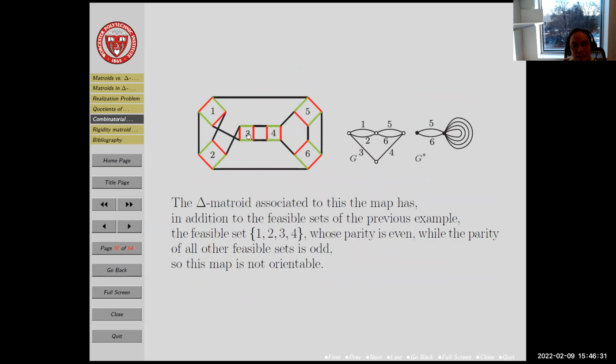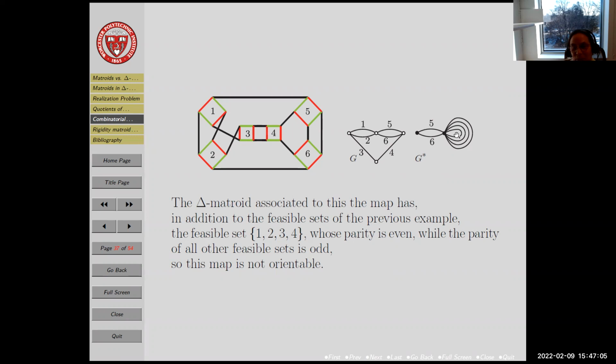Well, now we can take this one more step. So I can make with my edges 1, 2, and 3, yet another graph by making this matching of the black edges between those vertices this way, right? And I play my Delta-matroid game, and I get yet another feasible set, which is just 1, 2, 3, and 4. But now this has an even size, right?